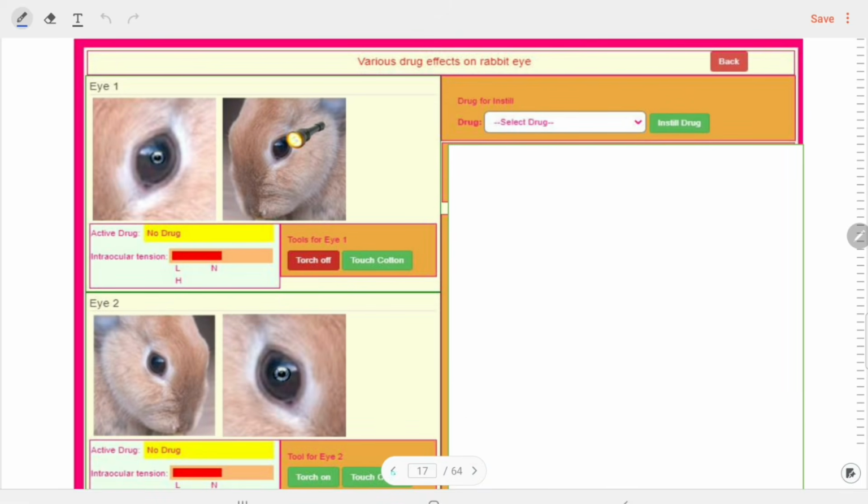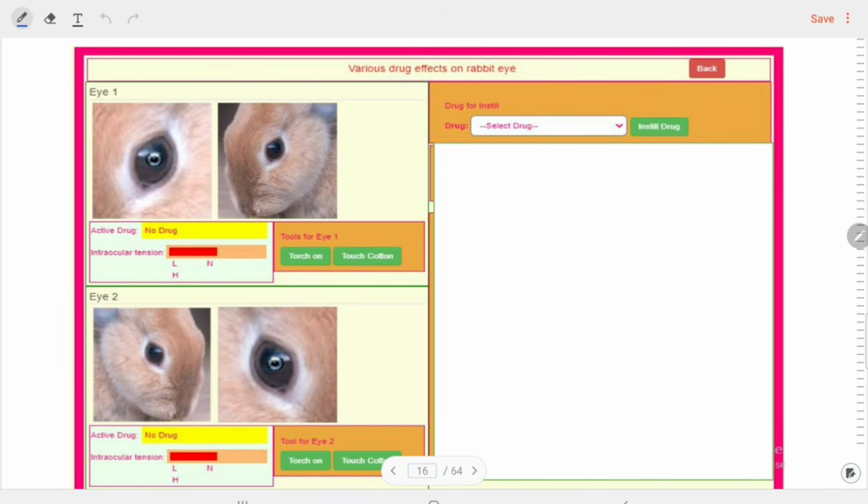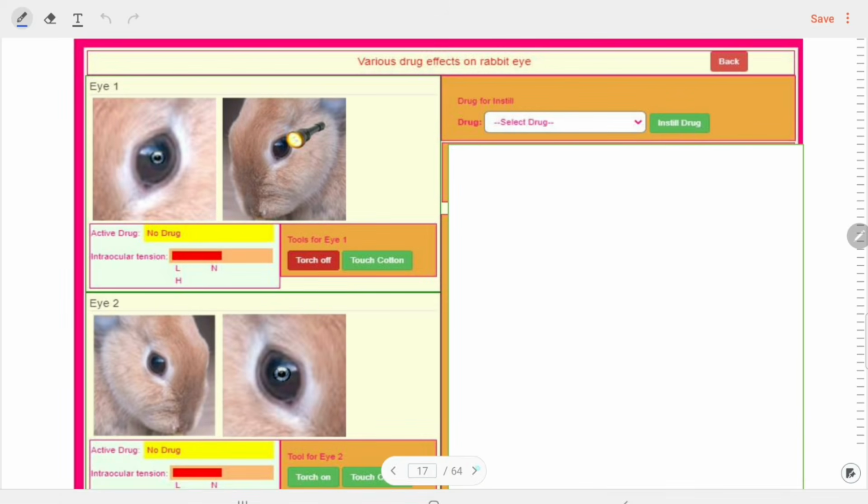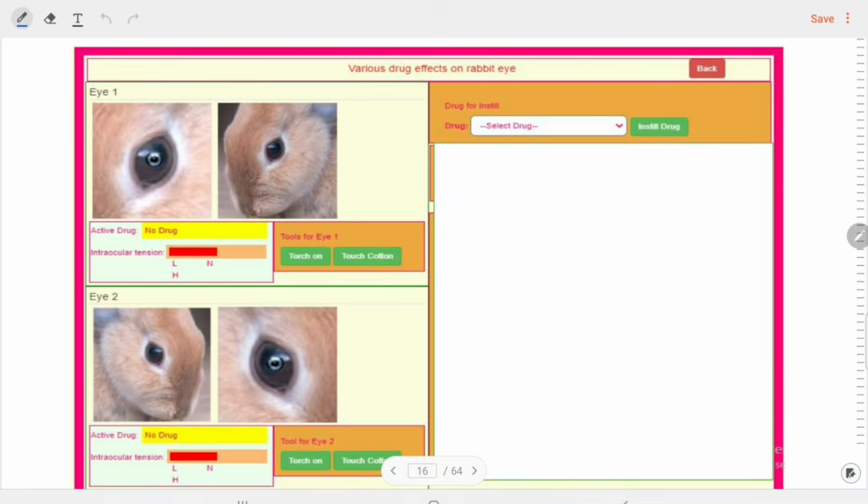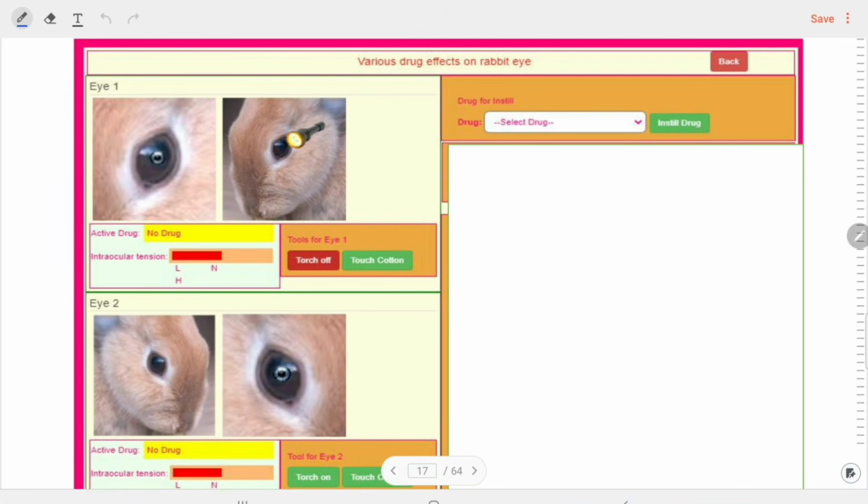If we give the light reflex, look here, this is the pupil size, and the pupil is getting decreased. There is no change in the intraocular tension. How? When we put the light reflex, the receptors that are activated are the M3 receptors. Whenever the M3 receptors get activated, what will happen? They are present in the sphincter pupillae muscles, and that will cause the contraction.